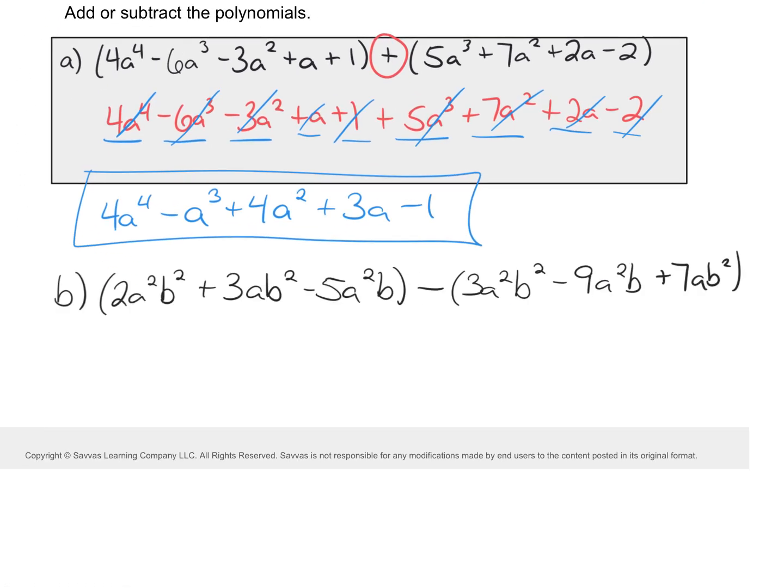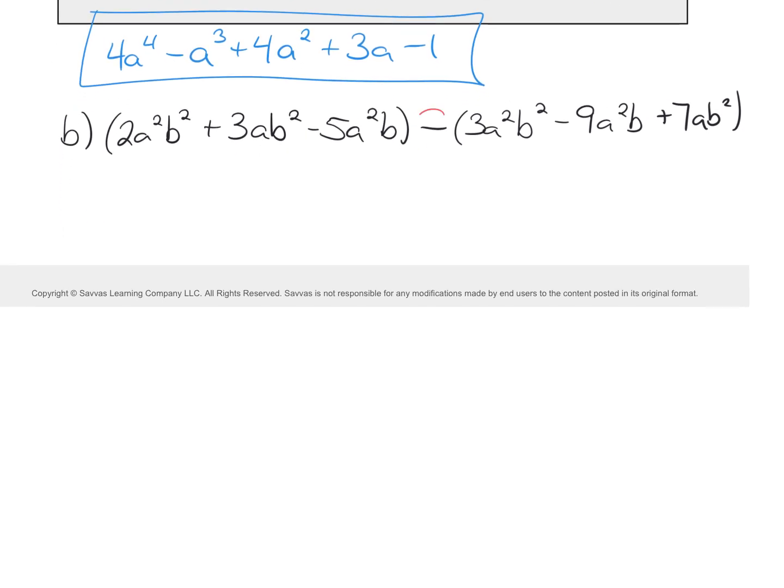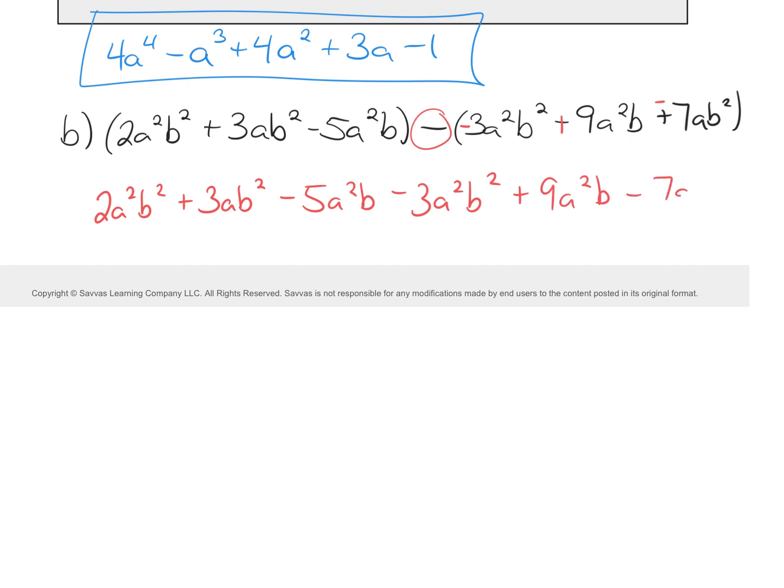All right, what do we need to recognize first on B? It's subtraction in the middle this time. What does that mean? Change the second signs. Yep. Positive 3 turns to negative 3. Negative 9 turns to positive. Positive 7 turns to negative. Now we can rewrite. Does anything happen with the first? Nope. So we have 2a squared b squared plus 3ab squared minus 5a squared b minus 3a squared b squared plus 9a squared b minus 7ab squared.